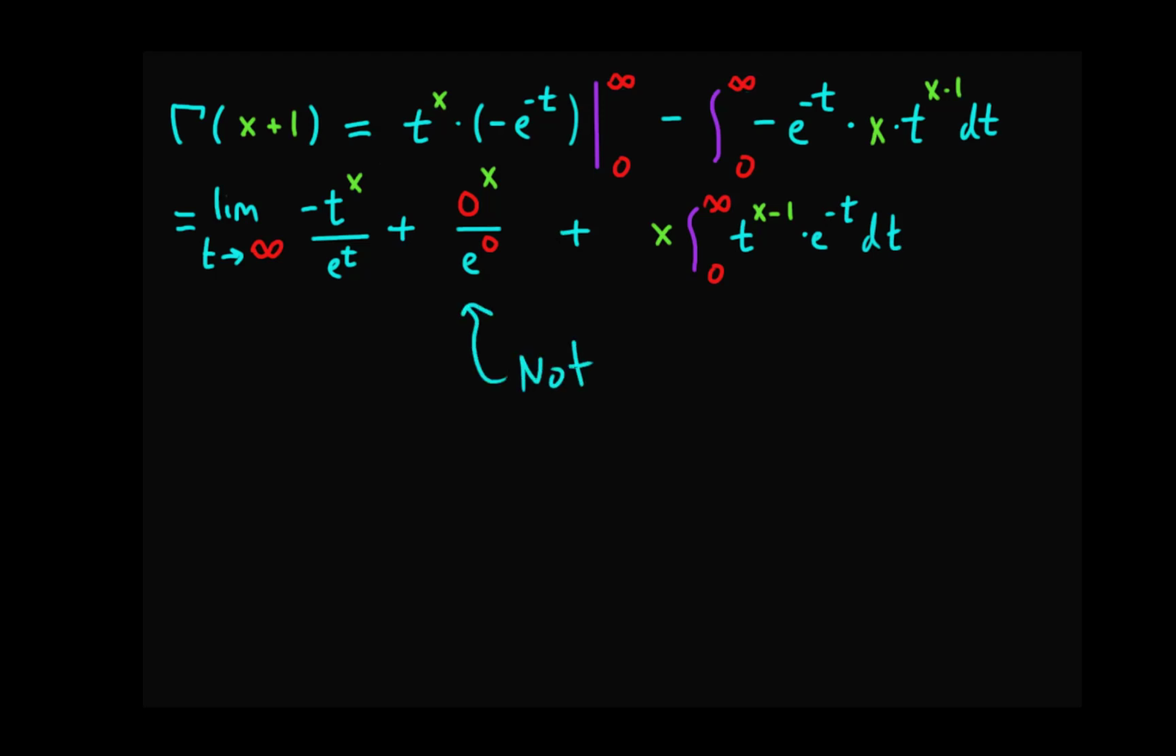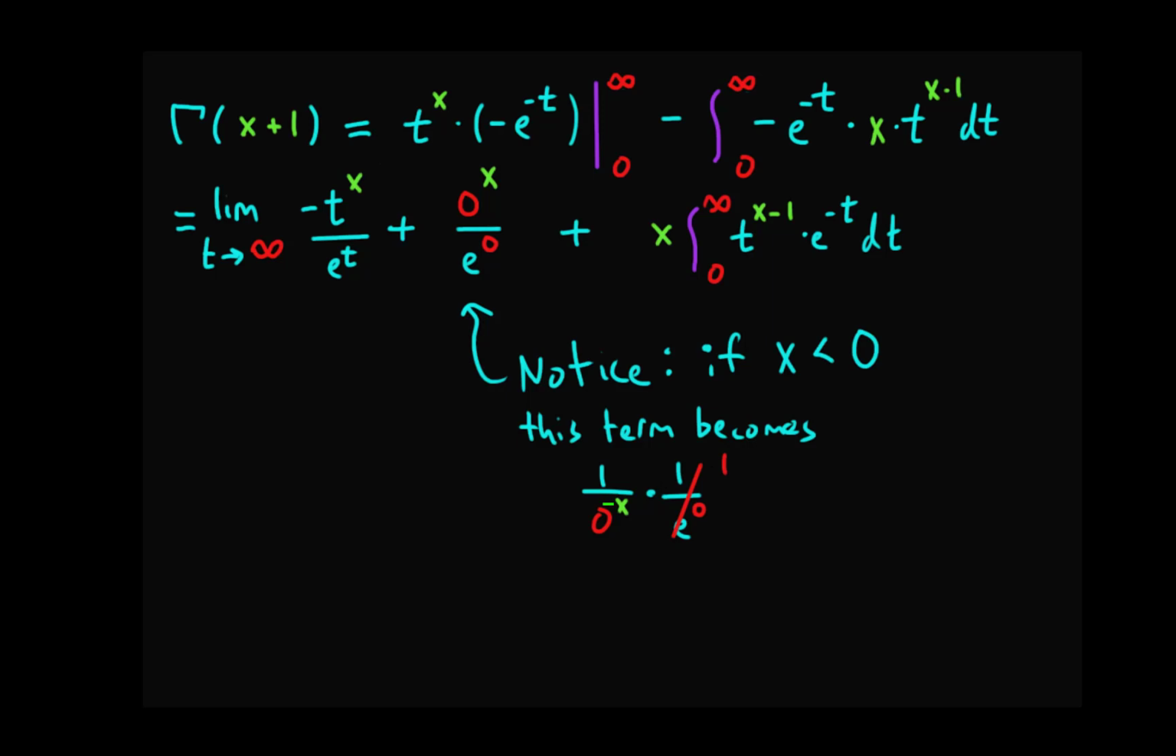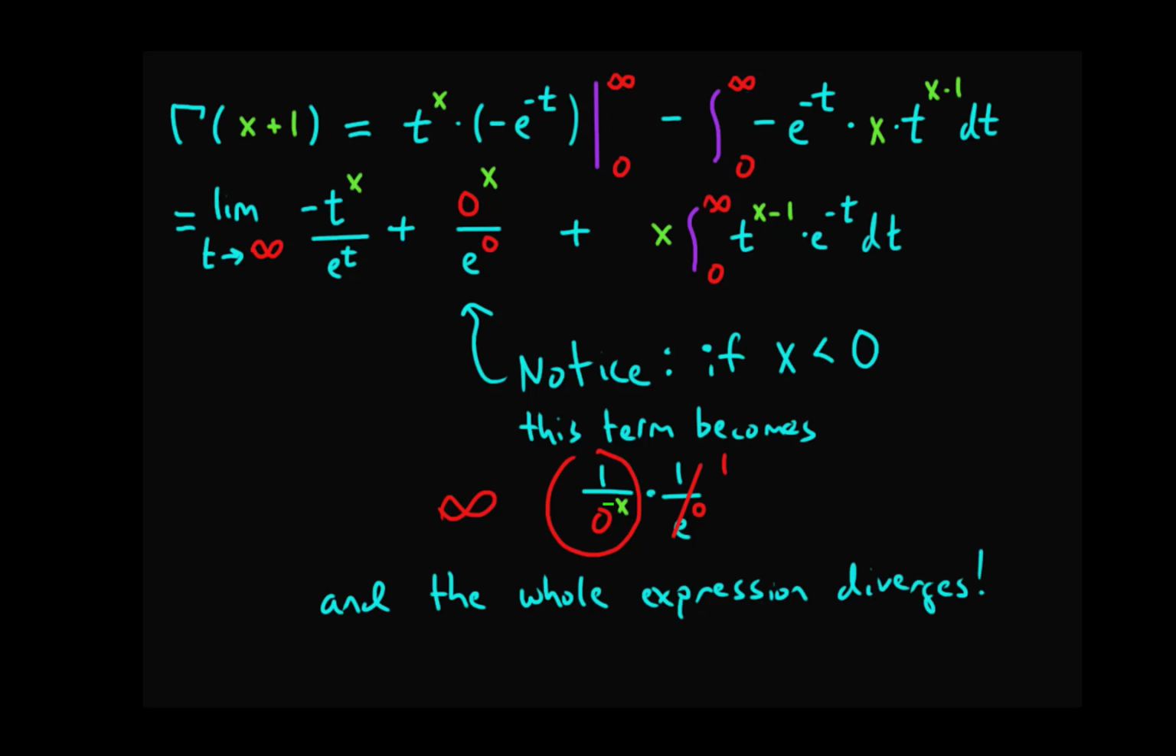Now, when we review this whole expression, something very interesting is going on in that second term, 0 to the x over e to the 0. Because notice, what happens if we let x equal something less than 0? Well, if x is a negative exponent, then this is equivalent to 1 over 0 to the negative x times 1 over e to the 0, which of course is just 1. But that negative x makes the exponent positive, so this is now 1 over 0 to a positive exponent, and 1 over 0 equals infinity. So the entire expression will diverge.